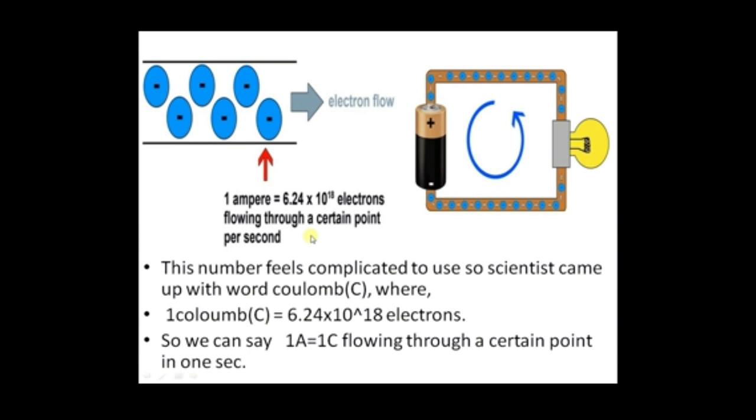But this number 6.24 into 10 raised to 18 is so complicated to use in calculations. So scientists came up with a word called coulomb. Here coulomb is used to express ampere. Coulomb is configured in such a way that 1 coulomb is made equal to 6.24 into 10 raised to 18 electrons. Means this term 6.24 into 10 raised to 18 is given the name 1 coulomb. So we can say 1 ampere is equal to 1 coulomb flowing through a certain point in 1 second.